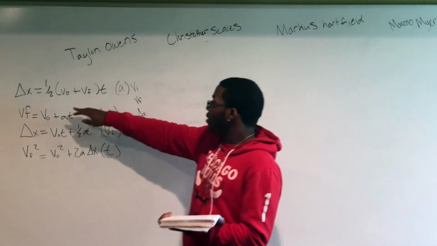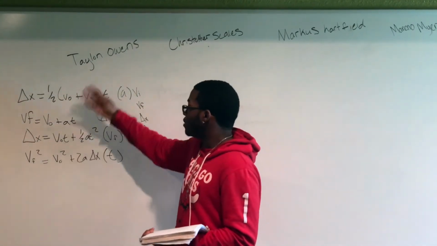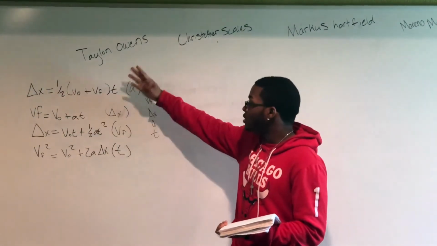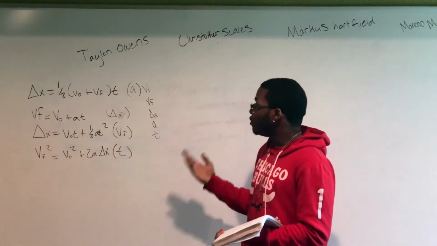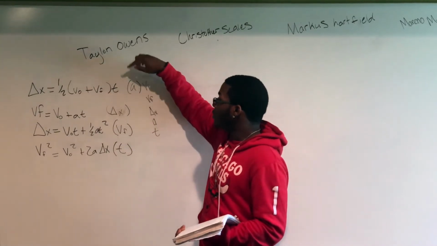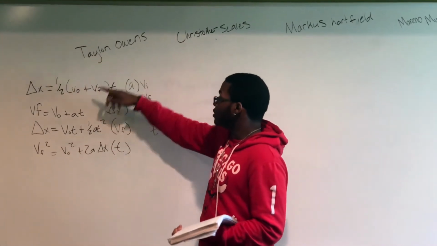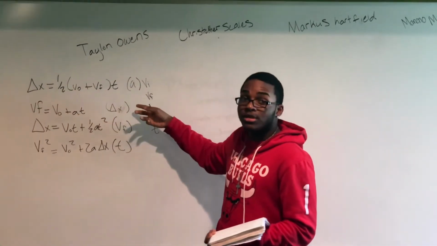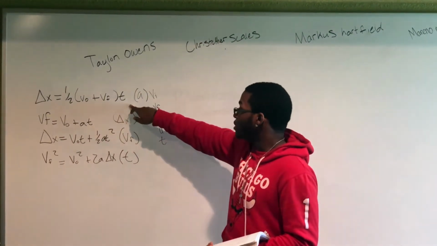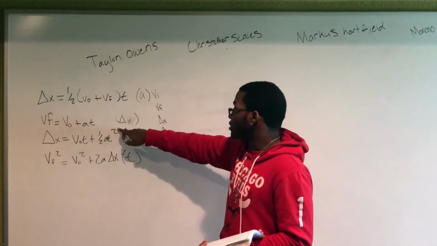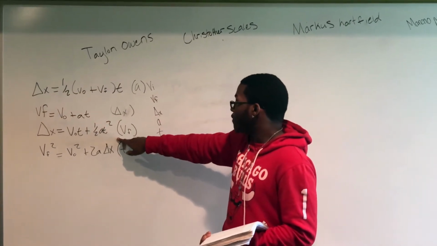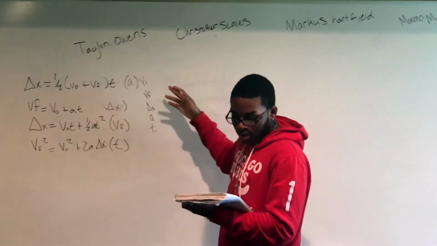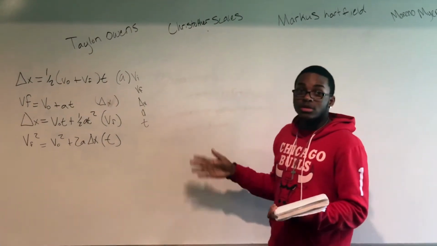Each equation has 4 of these variables in it, and you'll be given 3 variables in each equation to solve for the 4th. You'll know which equation to use based on which variable is not in the equation. This equation right here does not have acceleration, so if there's a problem with acceleration in it, you will use that equation. This one doesn't have change of position. The third doesn't have final velocity, and the 4th doesn't have time. And that's basically how you know when to use these equations.